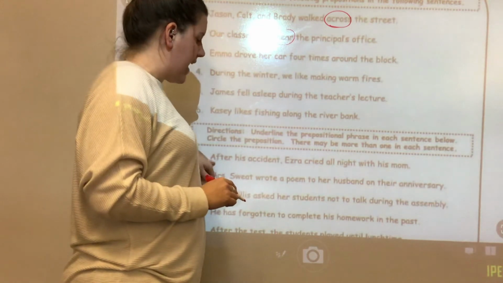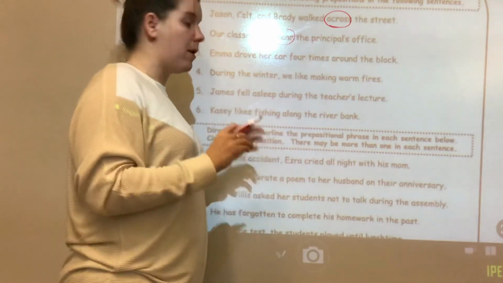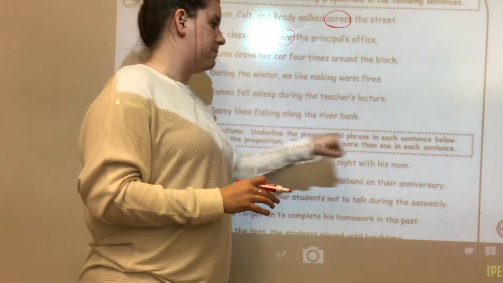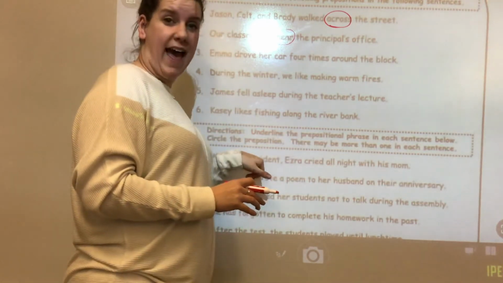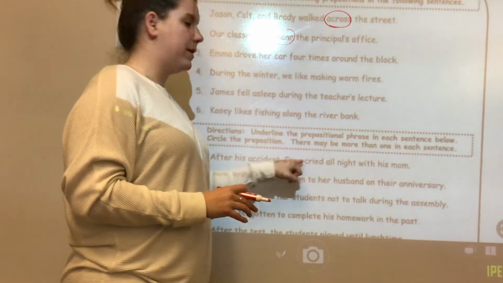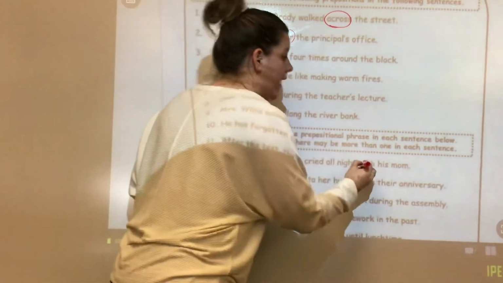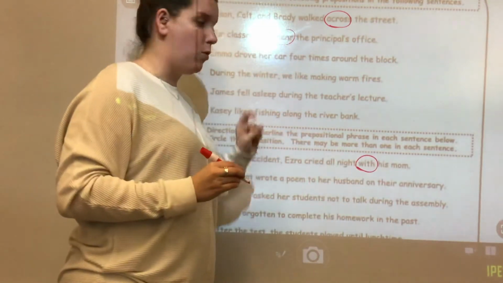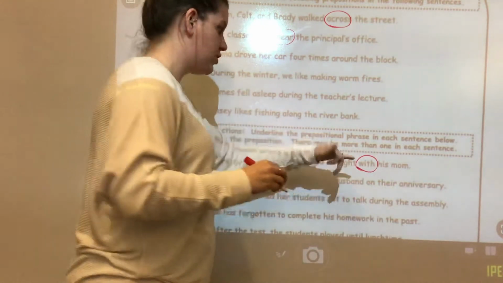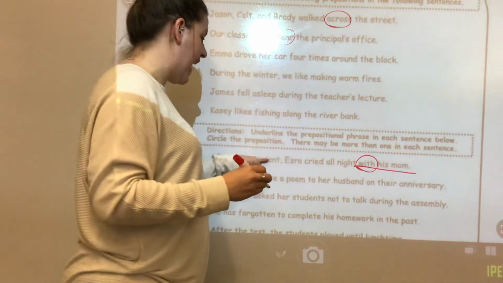So the first one says, after his accident, Ezra cried all night with his mom. So there are two things. There's one key person in here. We have Ezra, right? And he has to relate to his mom and an accident. So how does Ezra relate with his mom? Well, we can't use cried because that's a verb. So he is with his mom. So that's your preposition, right? With. Your prepositional phrase, it's everything that goes with the word with. So with his mom.